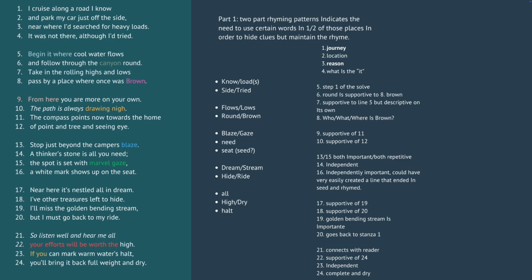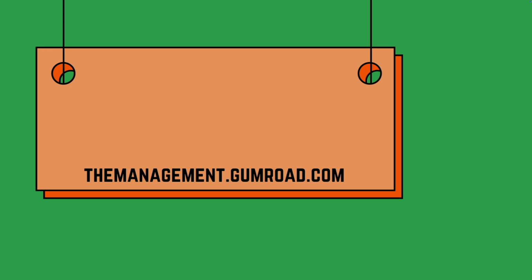Line 22 is supportive of line 24, and line 23 is independent. "Your efforts will be worth the high." So "high" in this line could be an actual height of elevation, right? "You'll bring it back full weight and dry," full weight being a whole unit. "If you can mark warm water's halt" again is more descriptive than supportive and will draw you towards the conclusion of a solve. And that wraps it up.